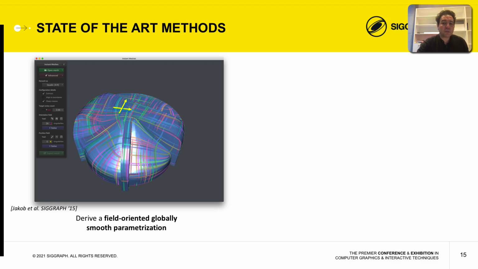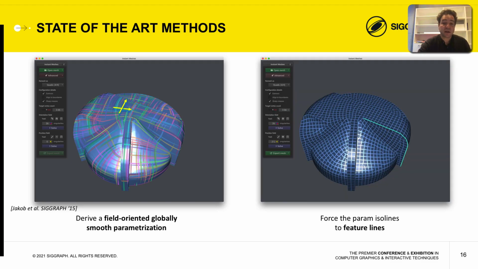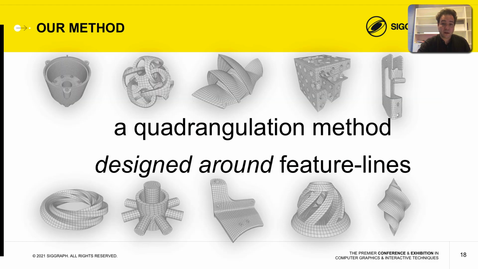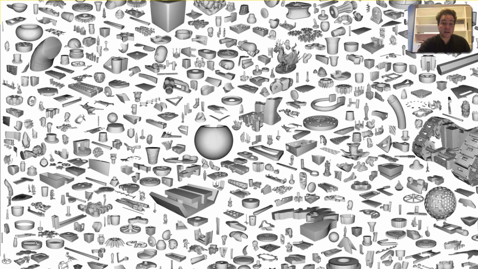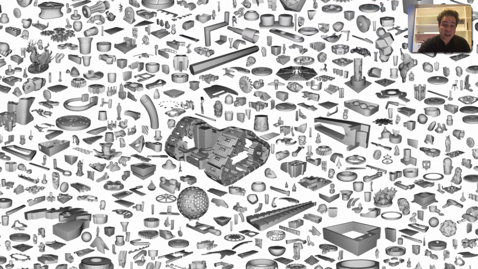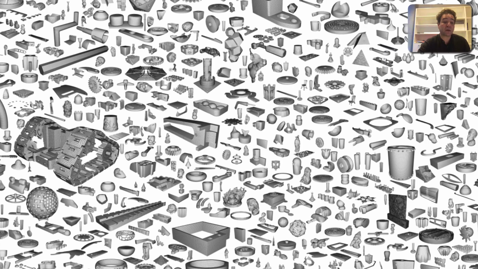That happens because most of the quadrangulation-based methods try to derive a global parameterization and then stitch some of the feature lines using hard constraints or iteratively. Instead, we can successfully preserve all the feature lines, since our method is designed around feature lines. So here you can see some of the examples that have been successfully tessellated with our method, and we proved the robustness of our method by testing it on a database of 10,000 models which is available on the net.